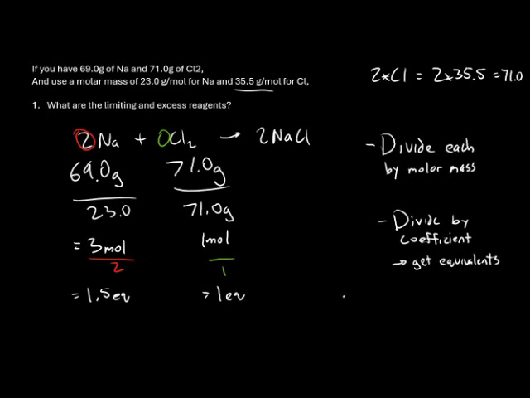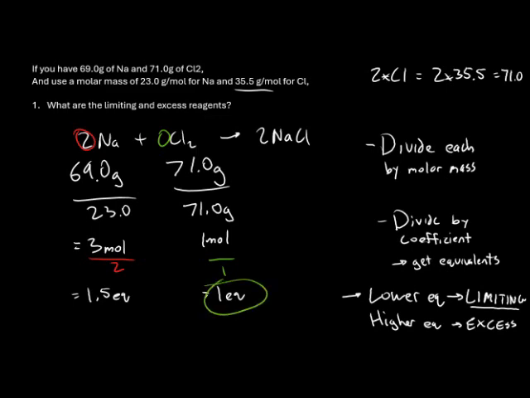Now that we found our equivalents, our lower number of equivalents represents the limiting reagent, and our higher number of equivalents represents the excess. This means our lower number of 1 equivalent represents that chlorine is the limiting reagent. This also means the remaining reactant, Na, must be the excess. Now that we know which one is limiting and which one is excess, we can do some more math to figure out what our theoretical yield is.